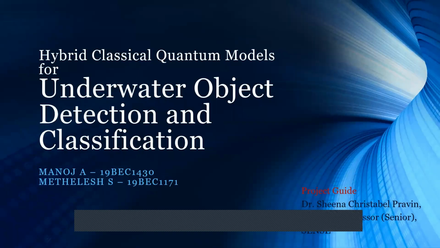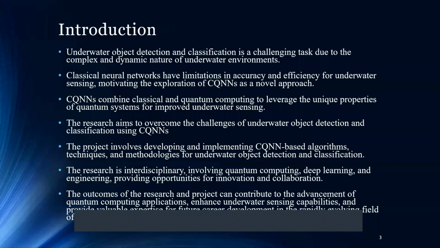So our project is about underwater object detection and classification using a hybrid classical quantum neural network. So we're going to explain about the classical quantum neural networks and its novel approach. And we have used two different approaches, binary classification and multi-classification, in transfer learning with three different transfer learning methods in three different networks, like ResNet 18, ResNet 50, and Inception v3.